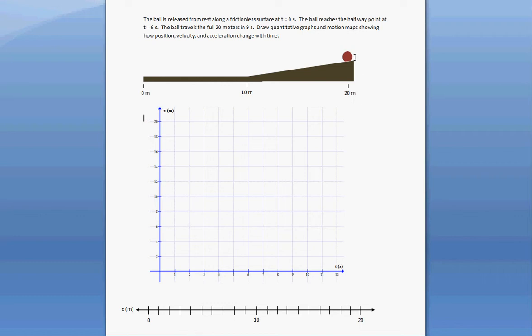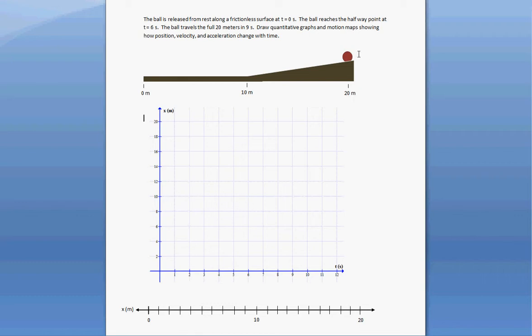Here we have a ball at the top of a ramp that will move down the ramp and to the left. The ball is starting at a position of 20 meters, so we're going to see our position graph start here, and then it's going to reach a position of 10 meters over the course of 6 seconds. So we're going to see our first part of the graph end at this location here.